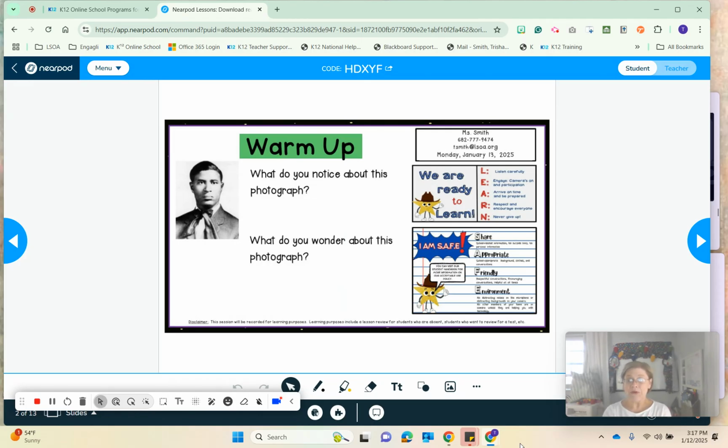You're answering both questions. So when you're answering both questions, you need to refer back to the question in your answer. So I notice that. And what do you notice? This photograph makes me wonder, or makes me think about, or want to ask more questions about, and then fill in your answer. While you're doing that, let me go to the rest of our warm-up page.